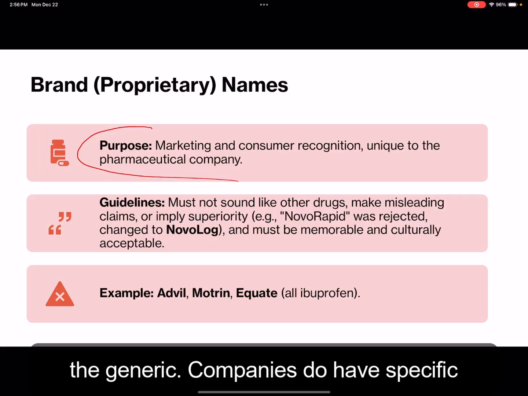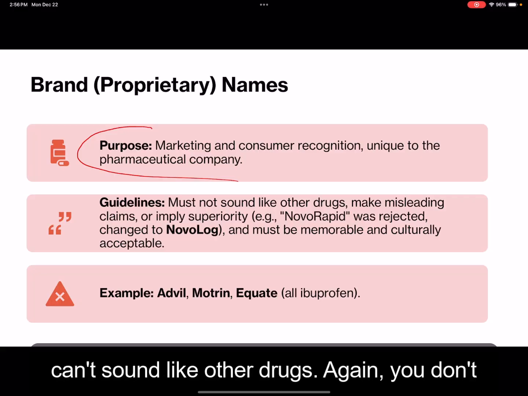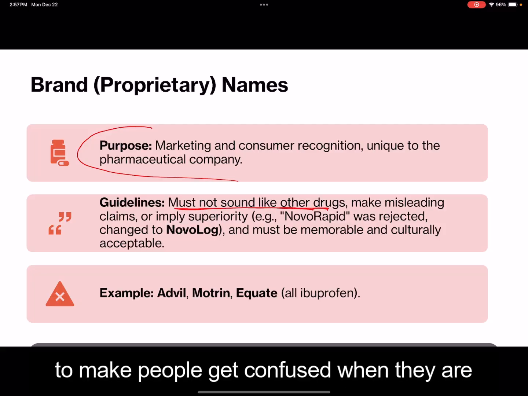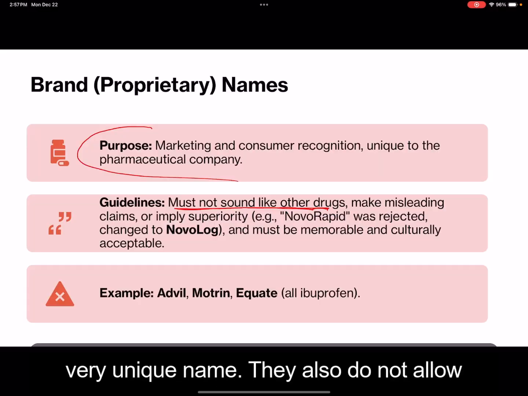Companies do have specific guidelines around making brand names. They can't sound like other drugs. Again, you don't want to make people get confused when they are taking multiple drug compounds. It has to be a very unique name.